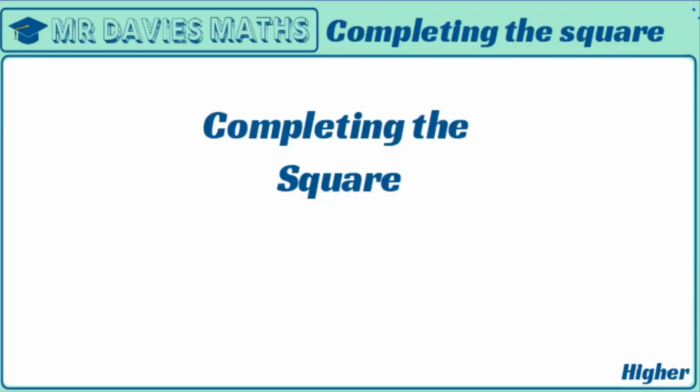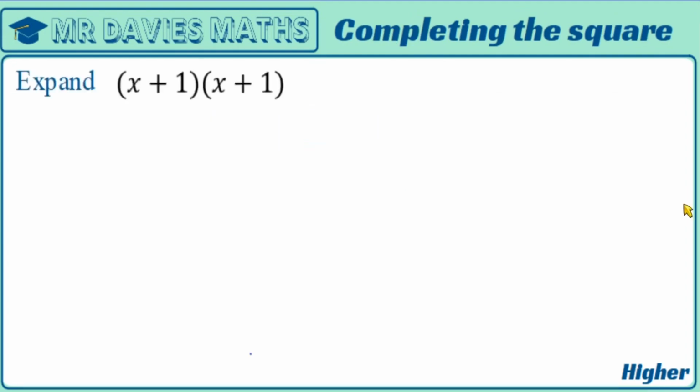Hi, in this video we're going to be looking at completing the square. First of all, we need to be able to expand double brackets quickly. There's lots of different techniques to expand double brackets. We've got FOIL, we've got wraparound. I'm going to be using wraparound because it's my favourite.